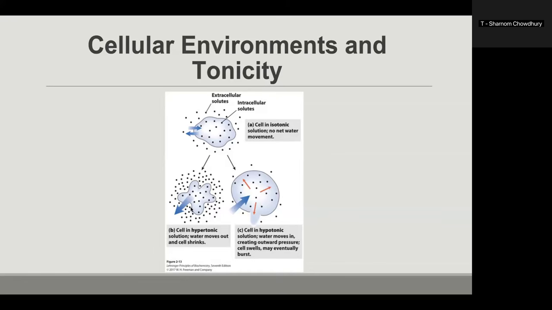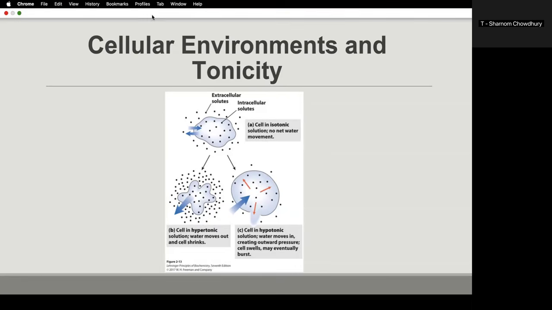In a hypertonic solution, there are more solutes outside the cell, such that water moves out of the cell and the cell starts to shrink. In a hypotonic solution, it's the opposite. There are more solutes inside the cell, so water moves into the cell. The cell starts to swell up, and eventually, due to the amount of water coming in, it can burst. So isotonic, no net movement. Hypertonic, water moves out of the cell. Hypotonic, water moves into the cell.